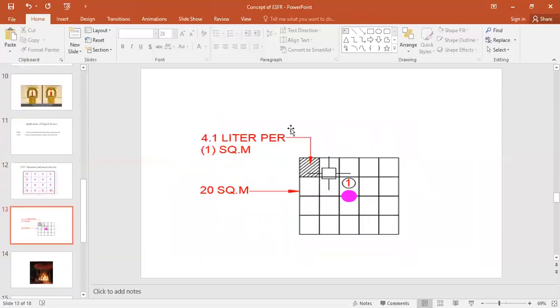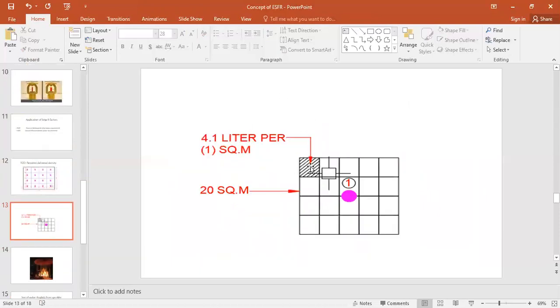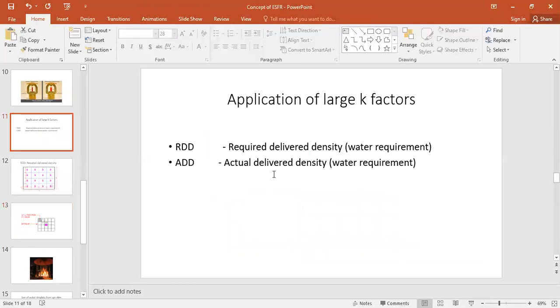Okay, this is the elaborate view. This is one sprinkler coverage. As per NFPA suggestions, each square meter of this sprinkler coverage area should be wetted at least 4.1 liter. So this is RTD. How much amount of water is required for this fire protection, what the code demands, that is RTD.